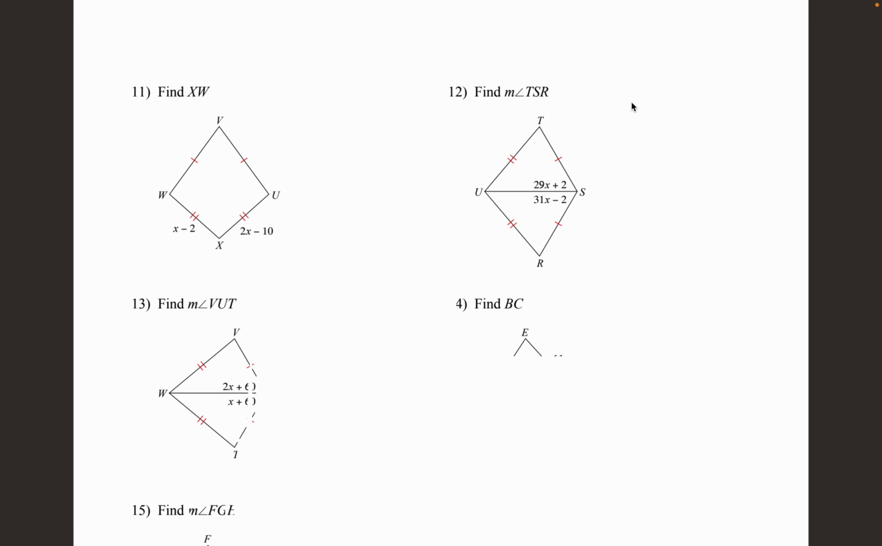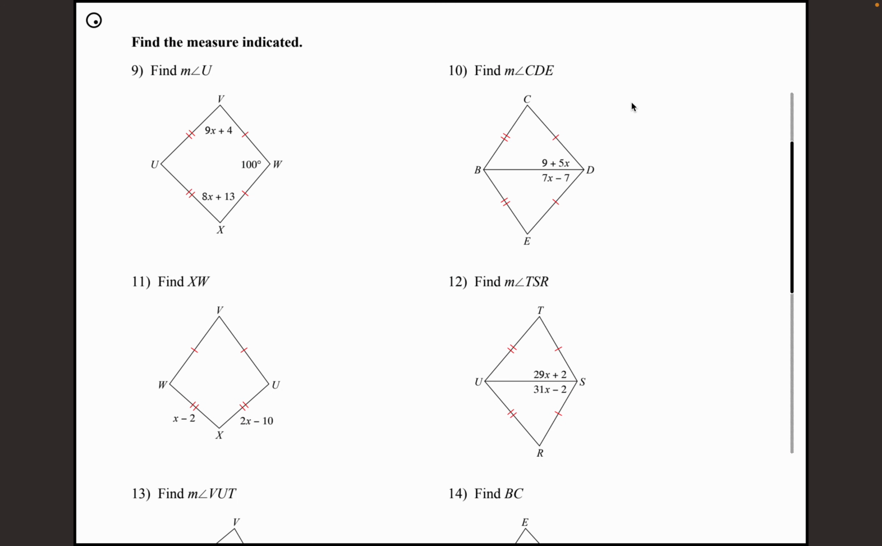Okay, here's what I'm going to have you do. What you're going to do with the partner you're sitting by right now, you're going to solve just 9 and 10. So solve 9 and 10. You both need to solve it, not just solve one, the other partner do the other. Okay? Solve both of them. Make sure you find the measure indicated. Okay? I will give you 2 minutes. So stop after 10. Stop after 10.